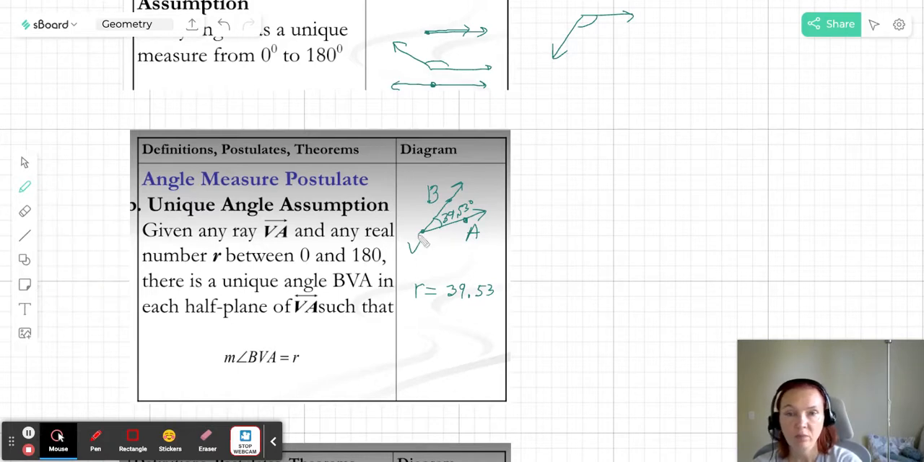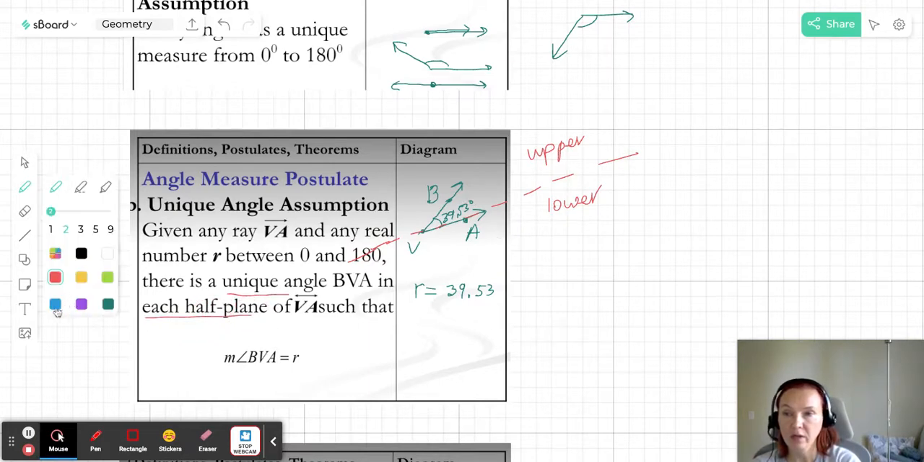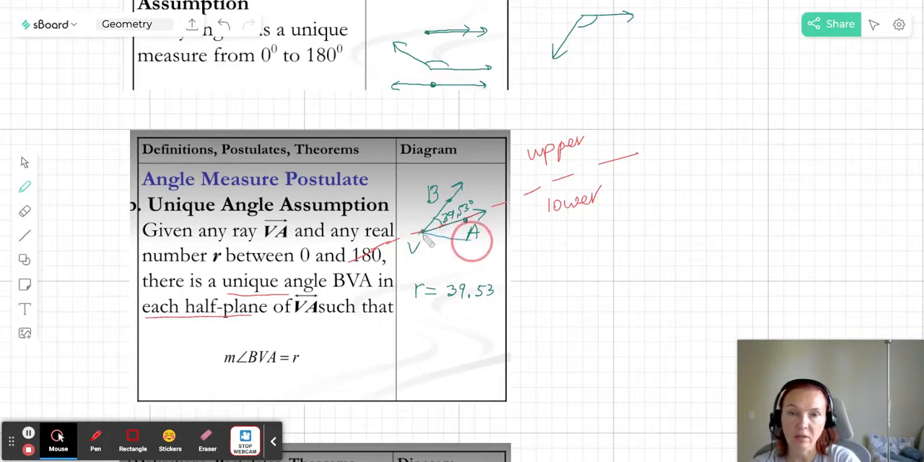Or, because VA splits my plane into two halves, right? This is the upper half and this is the lower half. So it says there is a unique angle in each half plane. So in this lower half plane, I will have another angle that I can graph over here. I use a similar color. So I might have angle BVA going like this. And this angle is also going to be 39.53 degrees. So a unique angle in each half of the plane. But in total, there will be two because there are two halves.